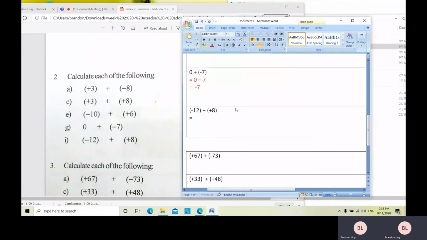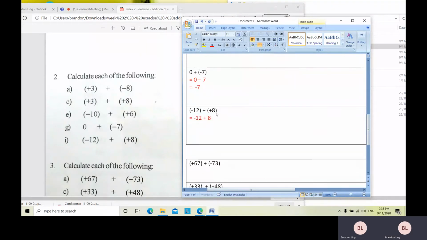Okay, the next question, negative 12 plus plus 8, which is plus 8, since they have the same sign here. And therefore, the final answer will be negative 4. Okay, negative 12 plus 8 equals negative 4.